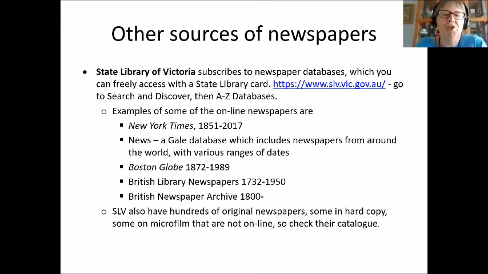The State Library of Victoria also has hundreds and hundreds of original newspapers which have been sent to them under the legal deposit scheme. Some are in hard copy, so you can only access them through the library. Some are microfilm, which once again you can only access through the library if you go into the State Library. So it's worth checking their catalogue, and it's worth ringing them before you go to make sure that the actual copy of the newspaper you want is in the library, because a lot of them are stored off site and it's a 2 or 3 day turnaround to get the items back into the library. So the State Library of Victoria is, as I said, a wonderful source for Victorian newspapers.